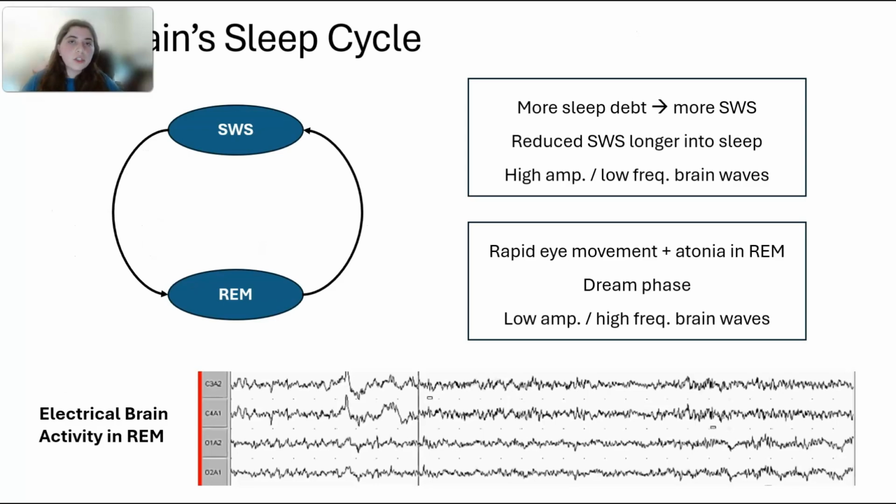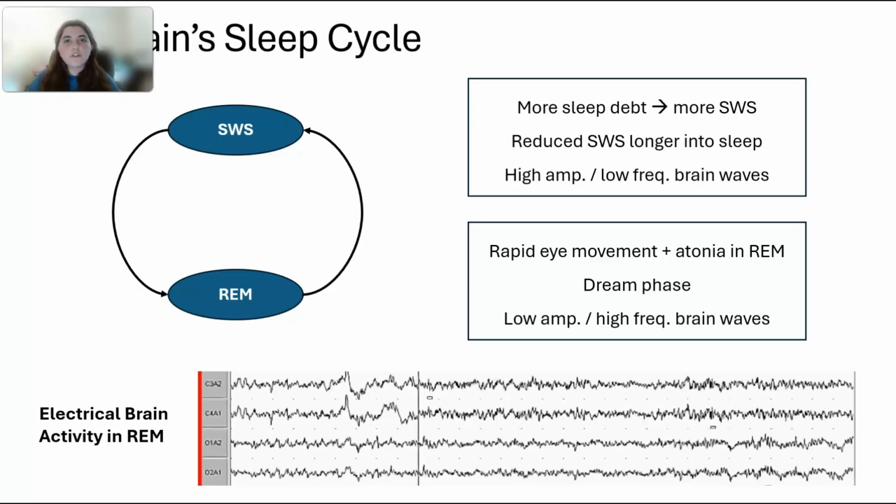Okay, now I'm going to cover some of the fundamentals of how sleep is actually orchestrated within the brain and the different types of sleep that occur. So sleep occurs in two main phases. There's SWS or slow wave sleep, and there's REM or rapid eye movement sleep.